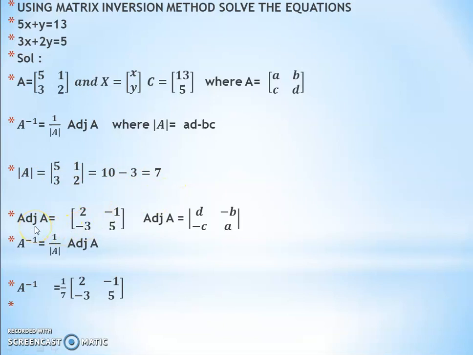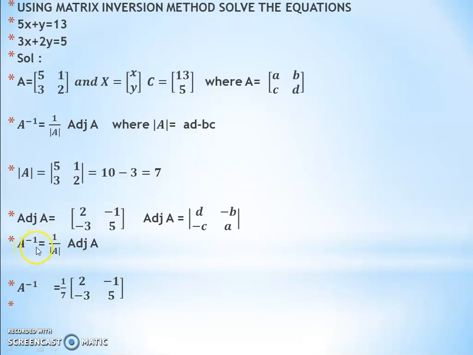Now the adjoint is easy for a 2 by 2 matrix. We know that the adjoint of the matrix a, b, c, d is found by interchanging the diagonal elements and changing the sign of the other elements. So instead of 5 we write 2, and instead of 2 we write 5. So 2, 5 is there. Next, minus 1 and minus 3, because we change the sign of these off-diagonal elements.